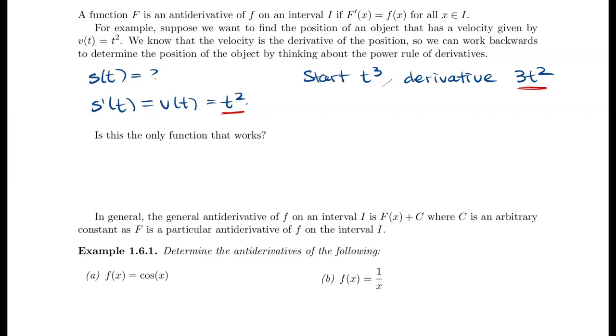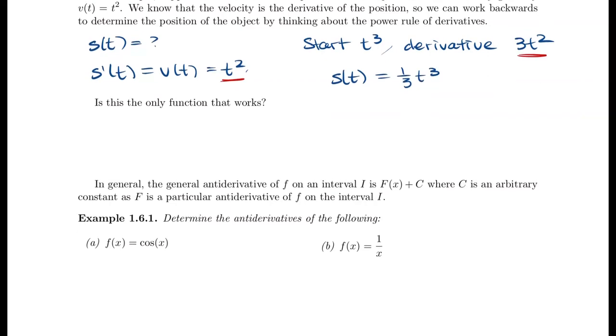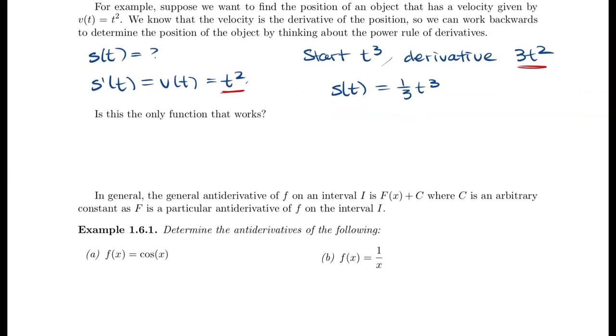So instead here, in order to get a derivative of this function, just the t squared here, we're actually just going to be dividing by 3 instead. So that means the position function s of t is just going to be a third times t cubed.